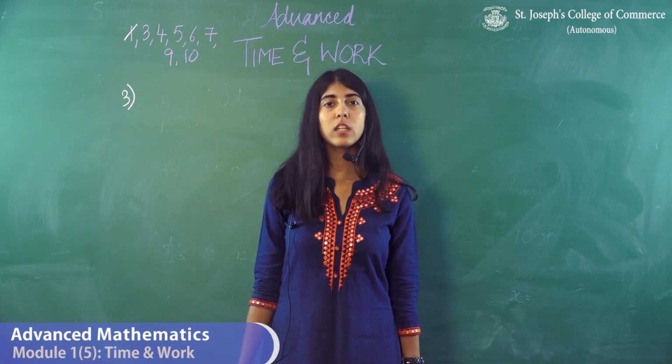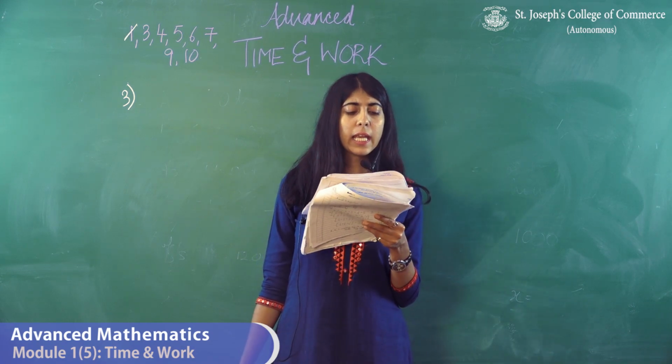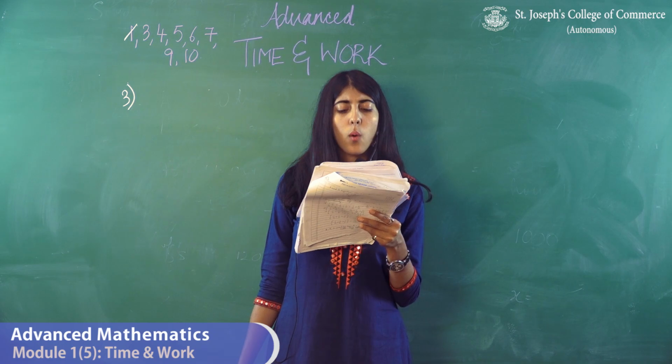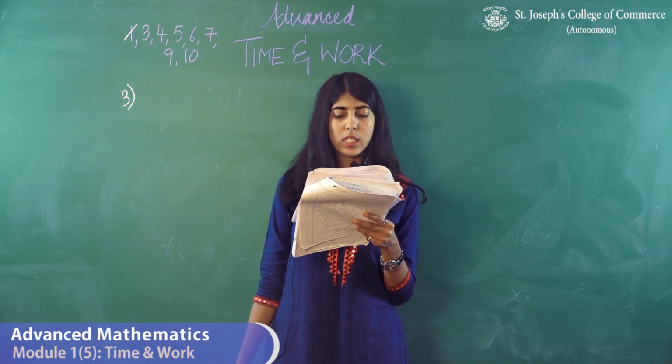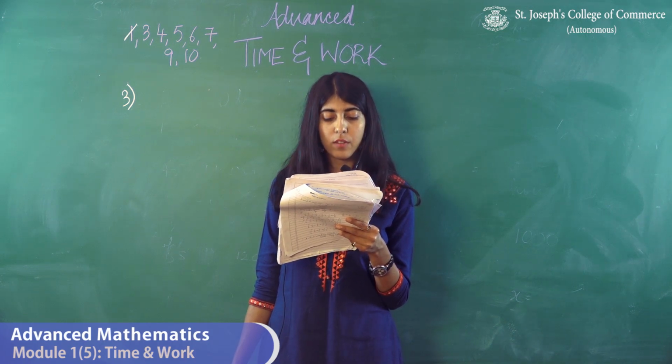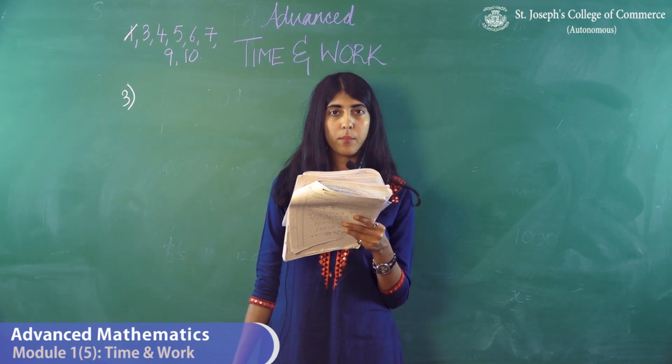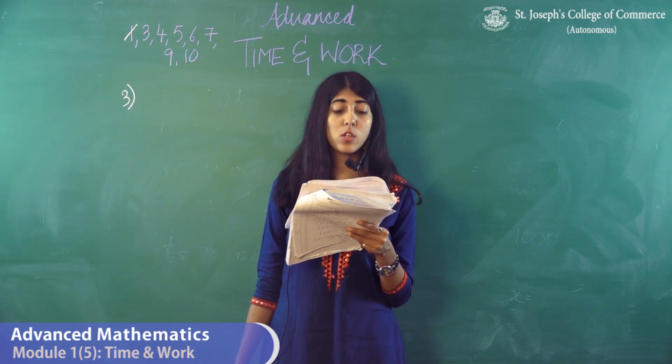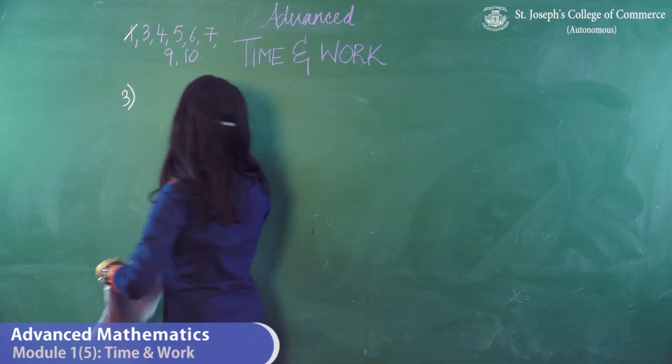Let's move on to the third question. A can build a wall in 30 days, while B alone can build it in 40 days. If they build it together and they get a payment of rupees 7,000, what is B's share? Let's start off by writing whatever we know from the question.